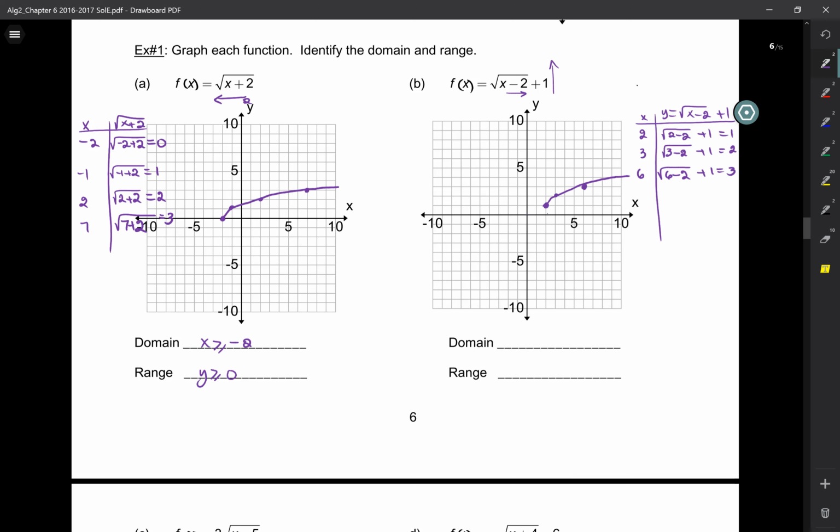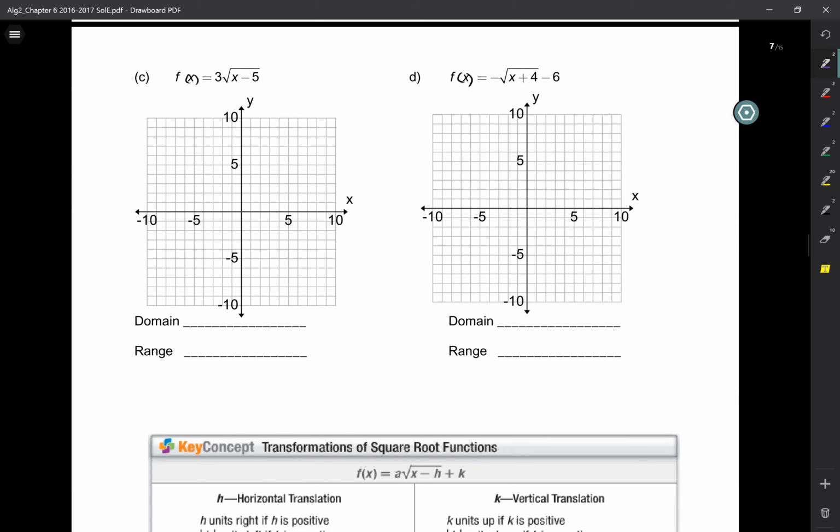Now, what's the domain? I have x is greater than or equal to 2. Anybody want to give me a different answer? The first time I hit a graph is here at x equals 2, and then I will have a graph everywhere. So x is greater than or equal to 2. What about the range? What's the first time I hit a graph? Y equals 1, and it's going to be all the values greater than or equal to 1. Any questions?